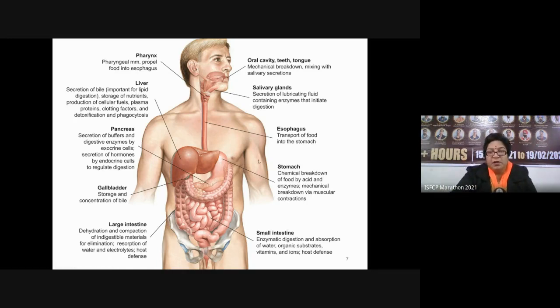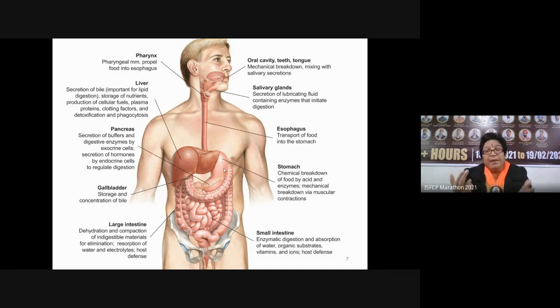The parietal cells start releasing hydrochloric acid. Now, if you put acid on anything, it will start breaking down, so a chemical reaction will take place. So chemical breakdown of the food by acid takes place in the stomach.